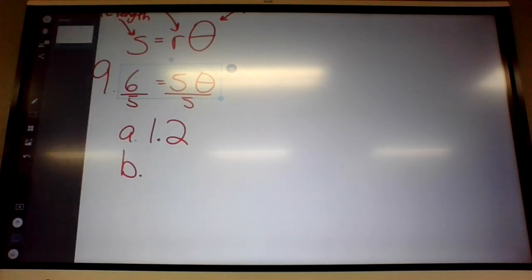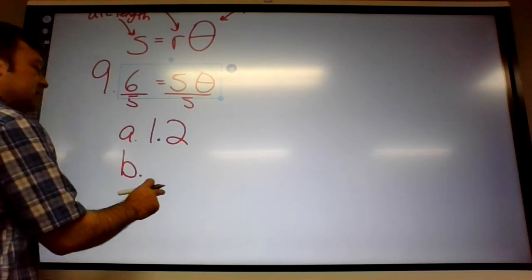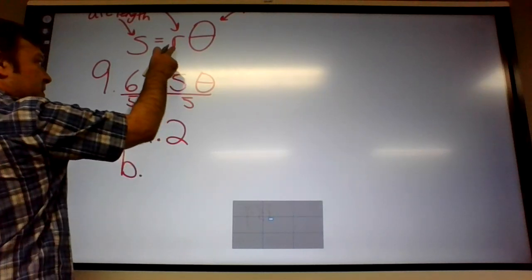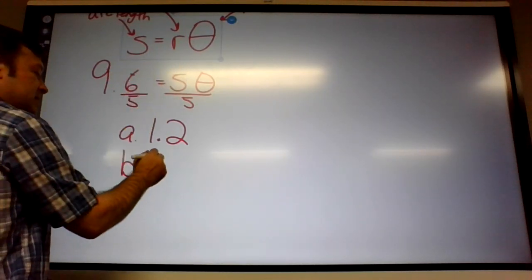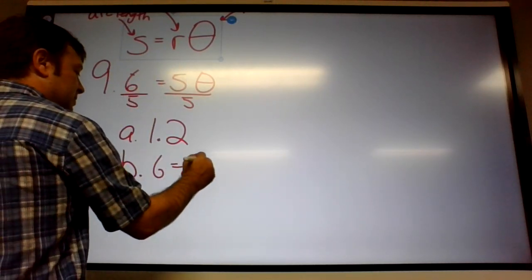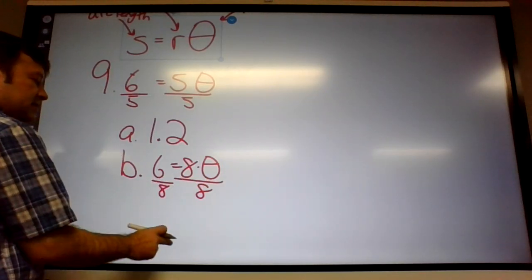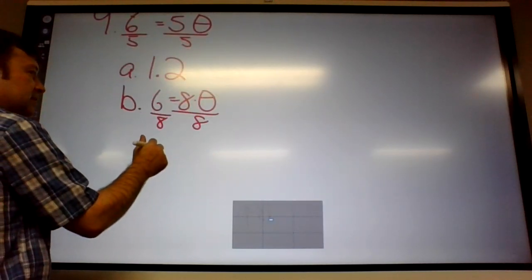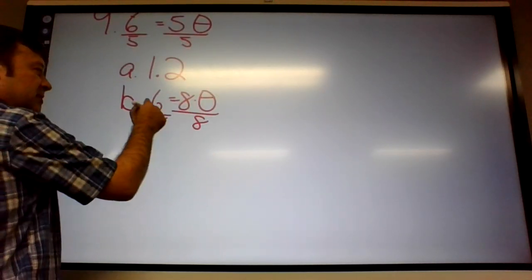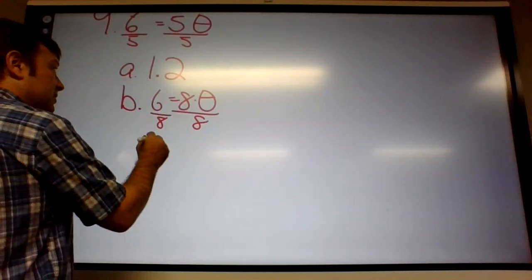All right, B, same thing. The radius is 8, the arc length is 6. So to solve, we're going to divide by 8, and we're going to get 0.75 for theta.